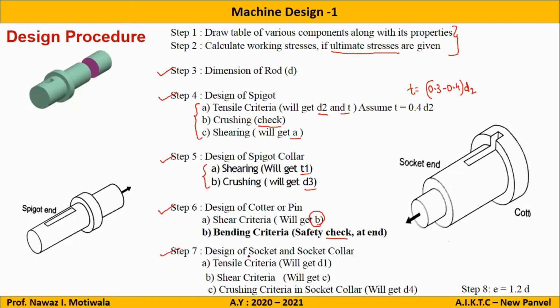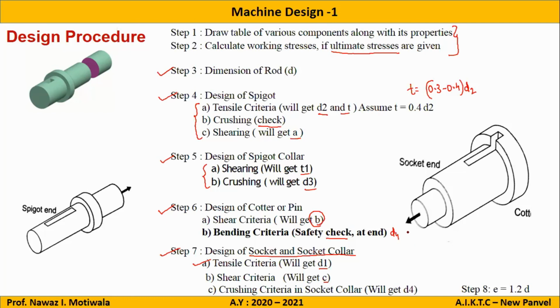Then step 7 will be the design of socket and socket collar. While considering the socket, we will consider the tensile criteria, in which we will get the outer diameter of socket. Then from the shear criteria we will get C, which is a linear distance, and in the crushing criteria we will check the socket collar. Okay, just a confusion: we have seen in the previous slide that in the bending criteria we will get D4. So when we come to this crushing criteria, we will not get D4. We will now check the induced stress.